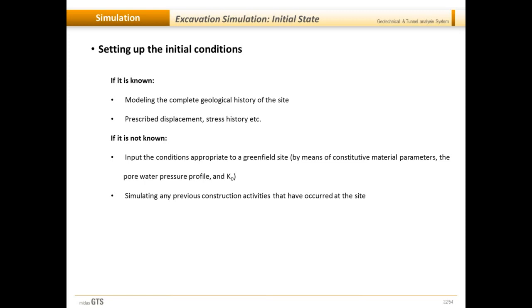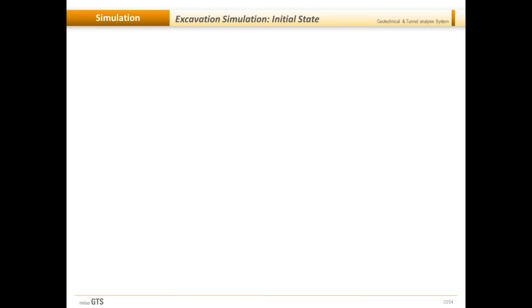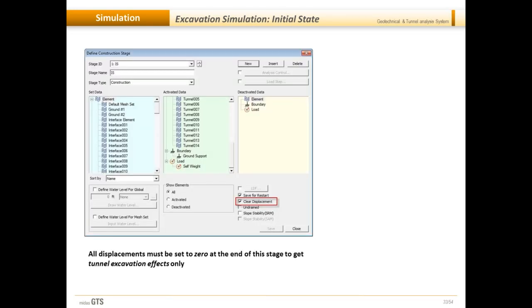And sometimes there are no previous excavations, so you can set the initial condition with all these basic parameters, let all the deformation occur, and then set those deformations to 0, so that you can focus on how much deformation or stresses your tunnel excavation activity would cause onto the soil strata. So for this, when you are defining the construction stages, your first stage or the initial stage, you must set it to clear all the displacements.